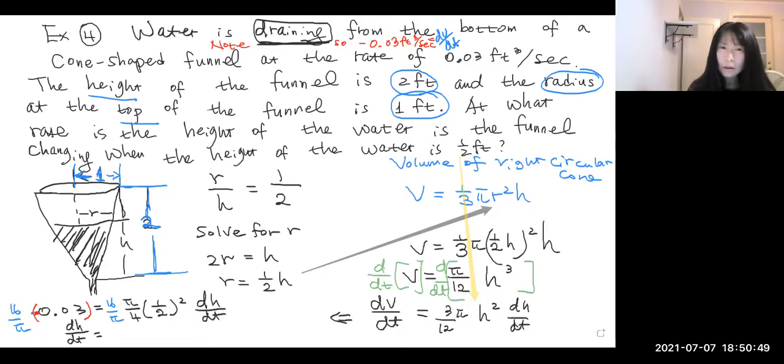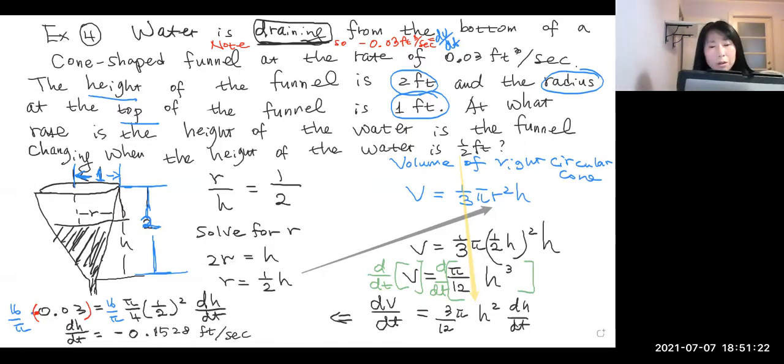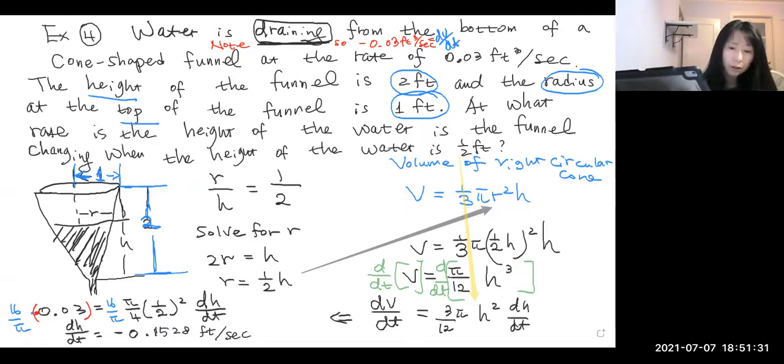Did you calculate this one? The answer is negative 0.1528. Thank you so much. The unit is feet per second. Okay. So this is the height of water that is changing, in this case when the height is 1/2 feet.